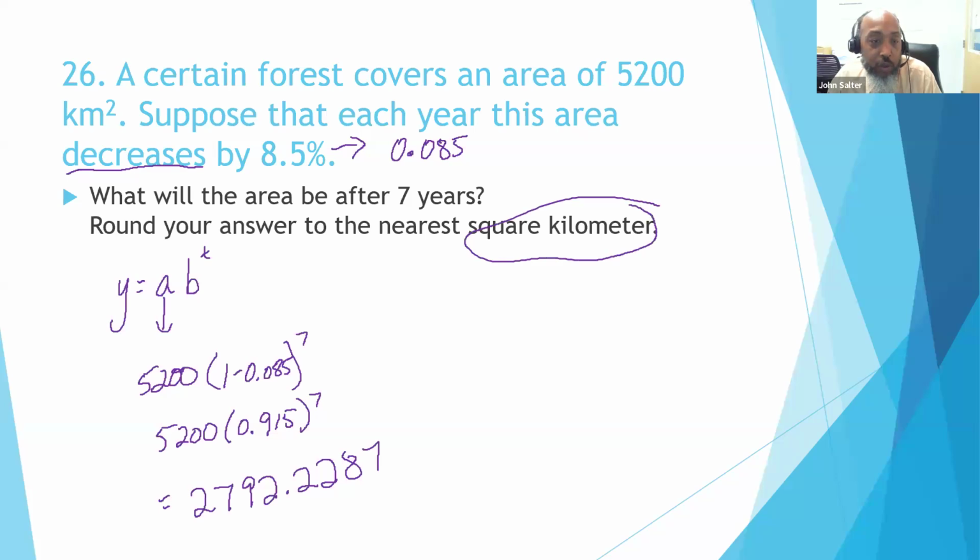When they just give you your units as the thing, they mean whole number. So I look at the number to the right, it's a 2, so my answer is simply going to be 2792. So if a forest is 5,200 kilometers and each year it decreases by 8.5%, after 7 years, it's going to be down. It's almost half. All right.